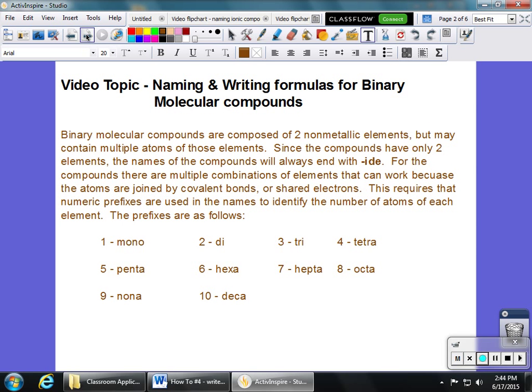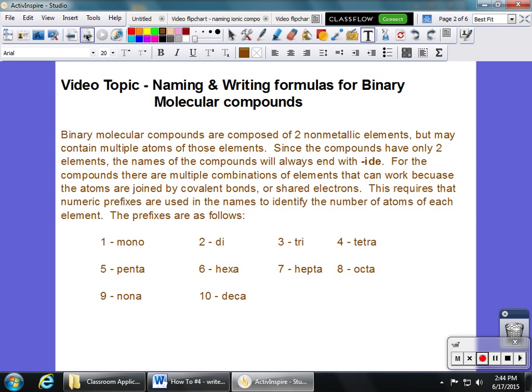First, remember that binary molecular compounds are two nonmetals. Looking at your periodic table, remember the staircase that is off to the right-hand side. All the elements that lie to the right of that staircase would be considered nonmetals. Also, don't forget hydrogen would fall into that category as well. Since there are only two of these elements in the compound, it's going to end in "ide."